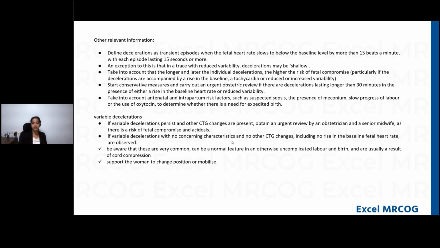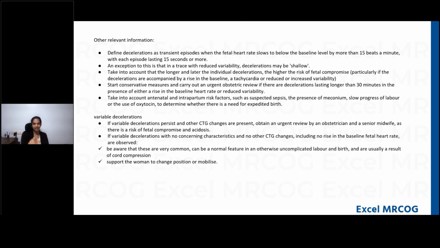Then, if variable decelerations with no concerning characteristics, no other CTG changes, including no rise in baseline fetal heart rate, be aware that these are very common, can be a normal feature in an otherwise uncomplicated labor and birth, and are usually a result of cord compression. Support the woman to change position or mobilize, because it may be because of cord compression. So they have mentioned this line here, in an otherwise uncomplicated labor. That is what I mentioned in this station.